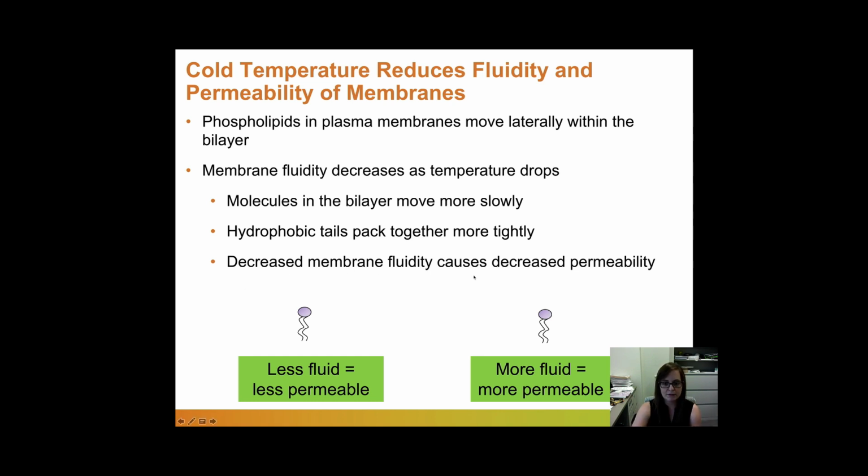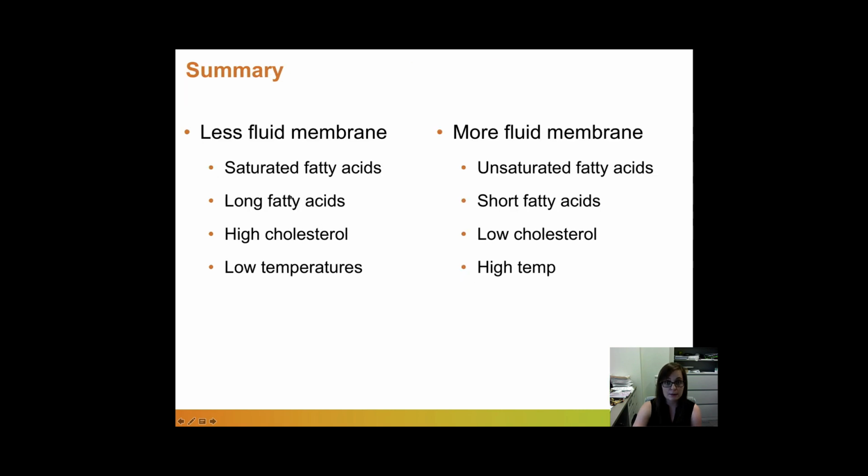And then decreased membrane fluidity causes decreased permeability. So less fluid, less permeable at low temperatures; at higher temperatures, more fluid, more permeable. So that's the high temperature. So in summary, less fluid membranes have saturated fatty acid tails, long fatty acid tails, high cholesterol, and low temperatures. And more fluid membranes have unsaturated fatty acid tails, short fatty acid tails, a low amount of cholesterol, and higher temperatures. And so those are the factors that influence membrane fluidity.